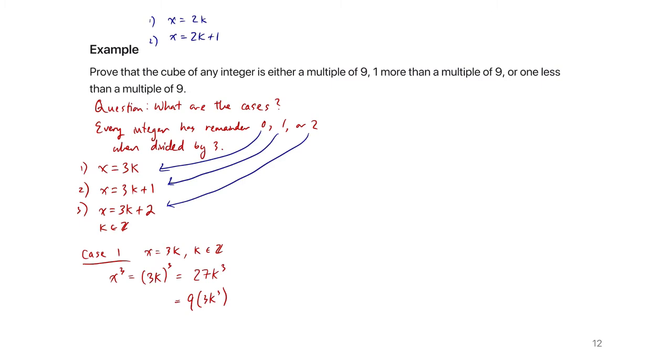Is that clear? Okay, so now let's look at case 2. So x is equal to 3 times some integer plus 1. Also note that it's important that at some point in this proof, I write k as an integer. You might assume that, but if you don't explicitly say k is an integer, then x isn't necessarily an integer either. If k was an irrational number, then x would not be an integer. So you need to specify that k is an integer. Okay, so now let's look at x cubed. Well, in this case, it's (3k plus 1) cubed.